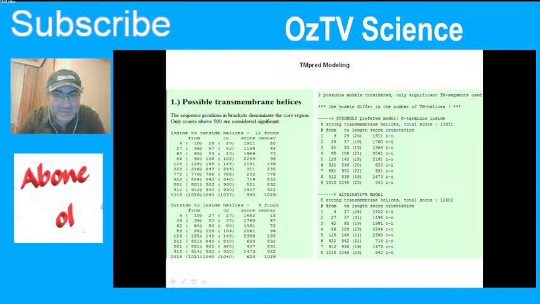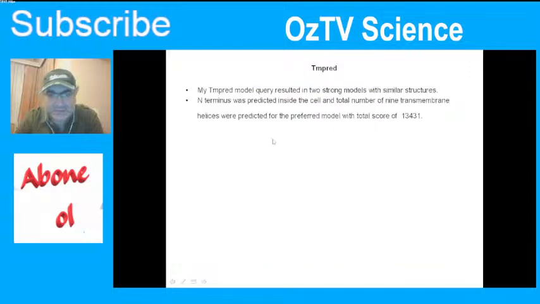Alternative model. See, different models. 8 strong transmembrane helices. Total score 12,000. See, this score is higher. See outside to inside helices. 9 helices. 11 helices. Let's continue. My TMpred model query resulted in 2 strong models with similar structures. The N-terminus was predicted inside the cell, and the total number of transmembrane helices is 9. Maybe inside the cell or inside the periplasm.